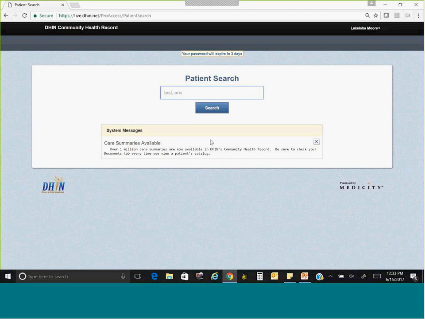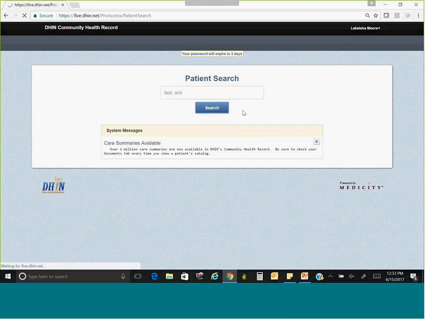So once again, I'm in the Community Health Record. When you log in, you'll see, hey, we've got care summaries available. We've got a little over 1 million in the Community Health Record now, so thanks to those on the line that may already be sending the care summaries, and we definitely want to continue to have that number grow. I'm going to go into Test Amy's account.